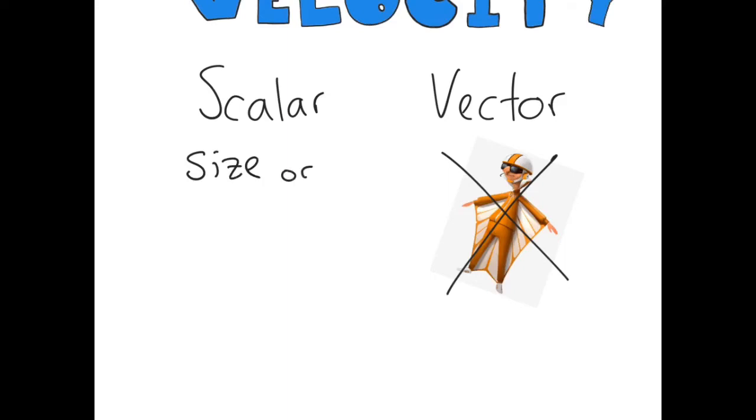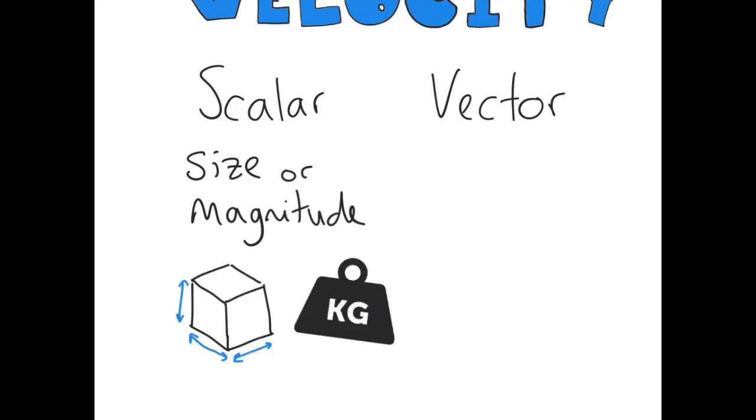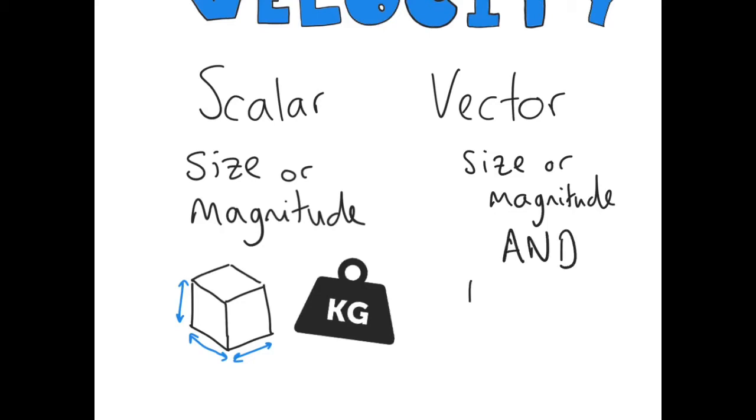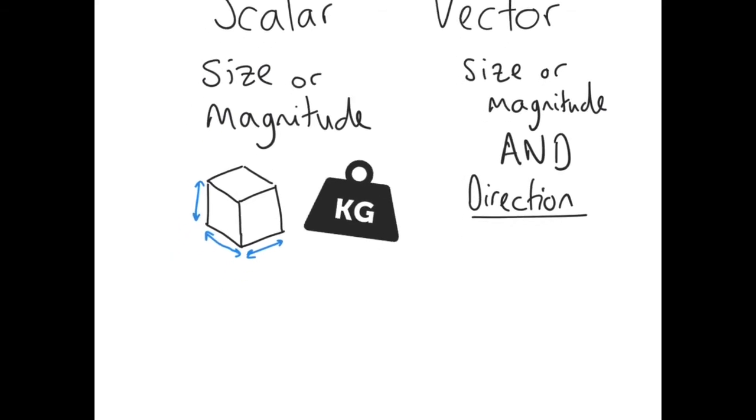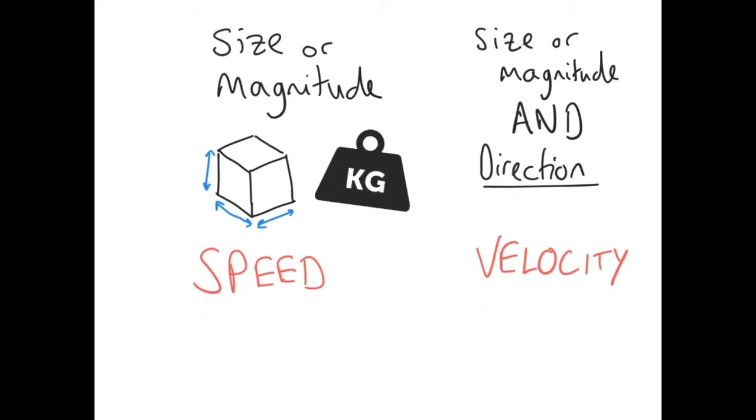Scalars have a size or a magnitude about them. Some examples we have are volume and mass. These are just quantities. Now, vectors have a size or a magnitude, but they have something additional. There's two bits of information. They also have direction, and direction is very important because if you change the direction, you're changing the vector, so it's a different vector. Speed is an example of a scalar quantity, and velocity is an example of a vector quantity.